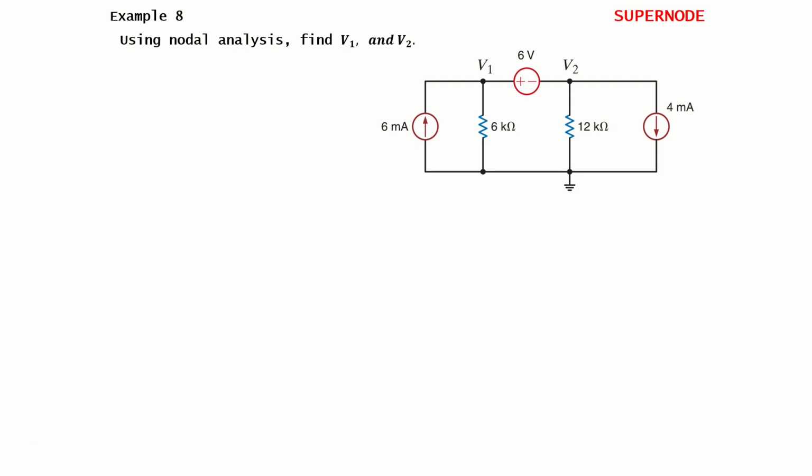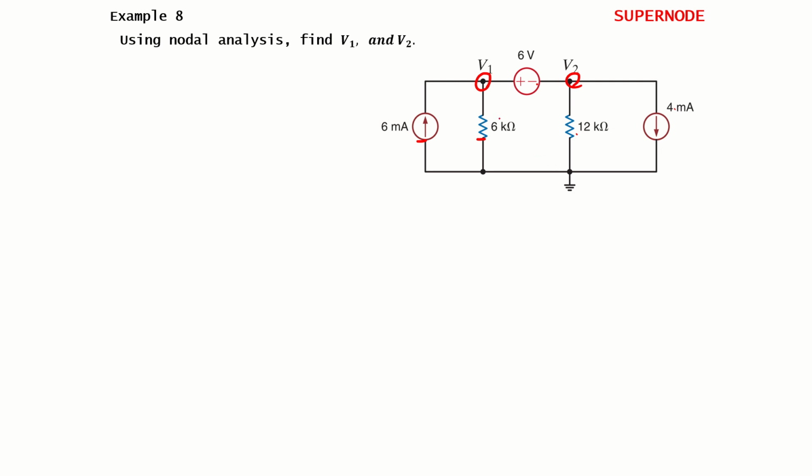So we have this circuit here, and the question is, use the nodal analysis and find the voltages V1 and V2. The voltages are labeled because there are two nodes here. At the first node, 6 milliampere, 6 kilo ohm, and this voltage source of 6 volt are connected. At the second node, the second terminal of this voltage source, 12 kilo ohm and 4 milliampere are connected, and the reference node is the 0 node here.